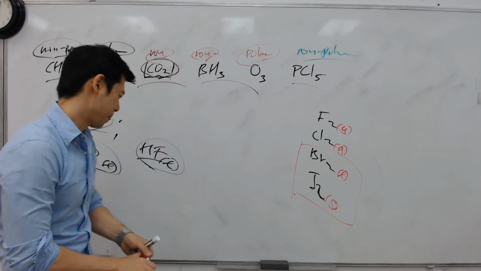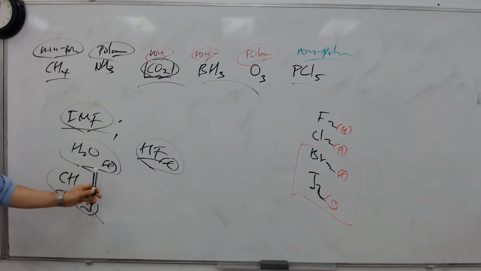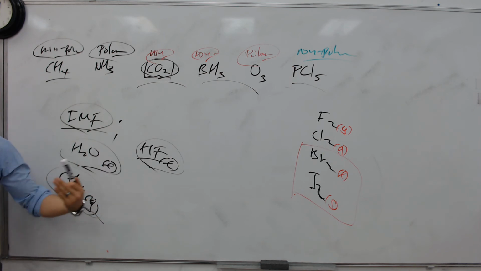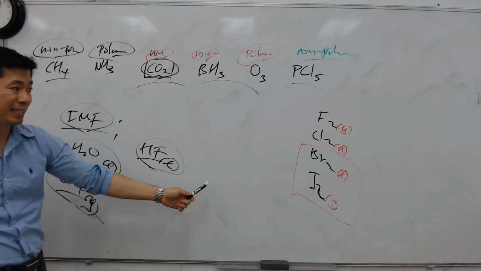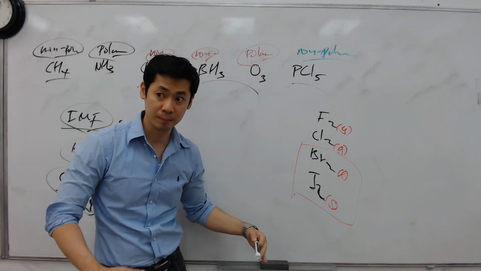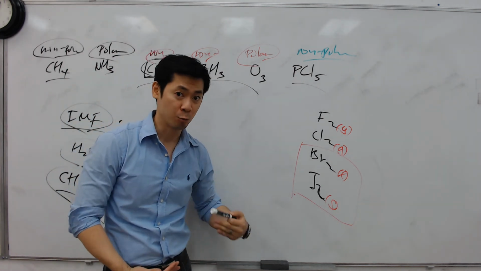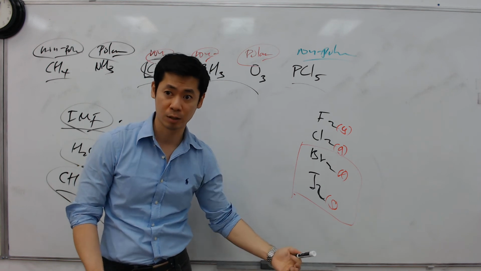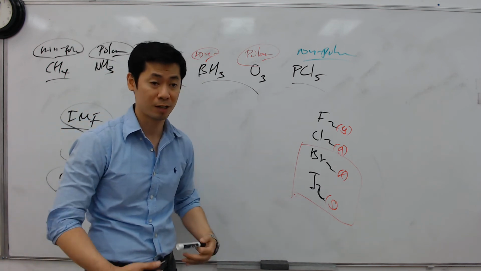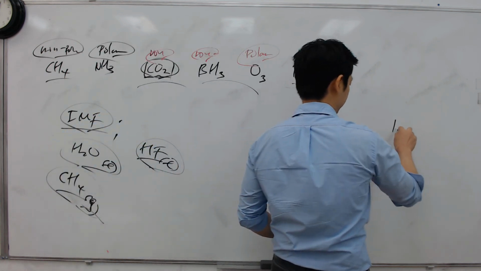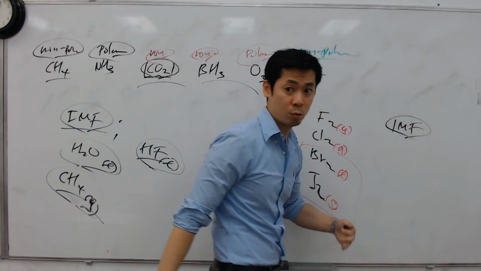Water is a liquid because of strong hydrogen bonding. HF is a liquid because of strong hydrogen bonding. But why are these liquids and solids when they're non-polar molecules without any dipole-dipole interactions? How can they be a liquid or solid? That's the question you have to ask yourself. So what kind of IMF do they have?